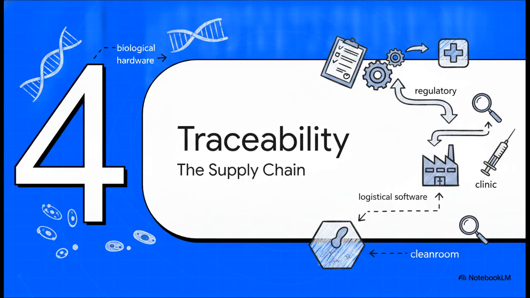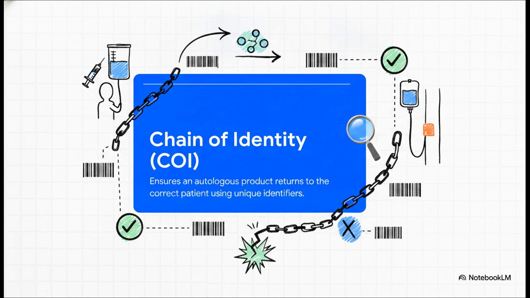Finally, let's explore Section 4, Traceability and Supply Chain. We've covered the biological hardware of our therapies, so let's look at the logistical software that ensures this hardware stays safe from the clinic all the way to the cleanroom and back again. This brings us to a concept you are going to hear constantly in this space: chain of identity, or COI.